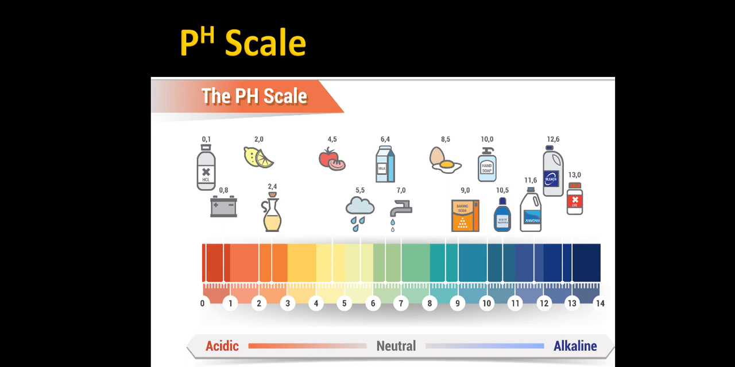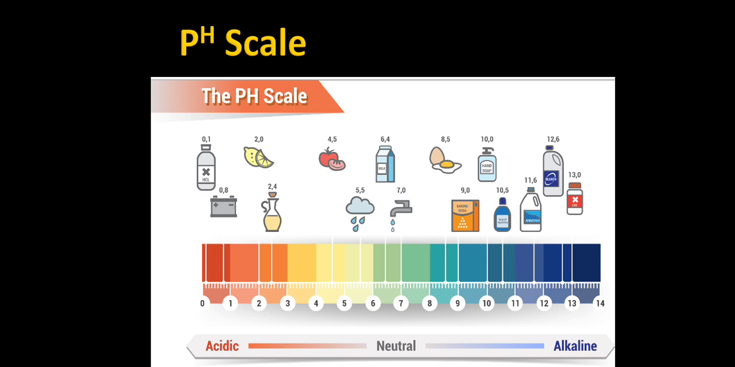Now, let us first discuss what a pH scale is. It's a very common and famous scale developed by Sorensen to express the acidity or basicity of various substances, which is very common in our day-to-day life also. You can see in the video there are various substances which we use in our daily life and their pH is given. Now the question is, how do we calculate the pH?